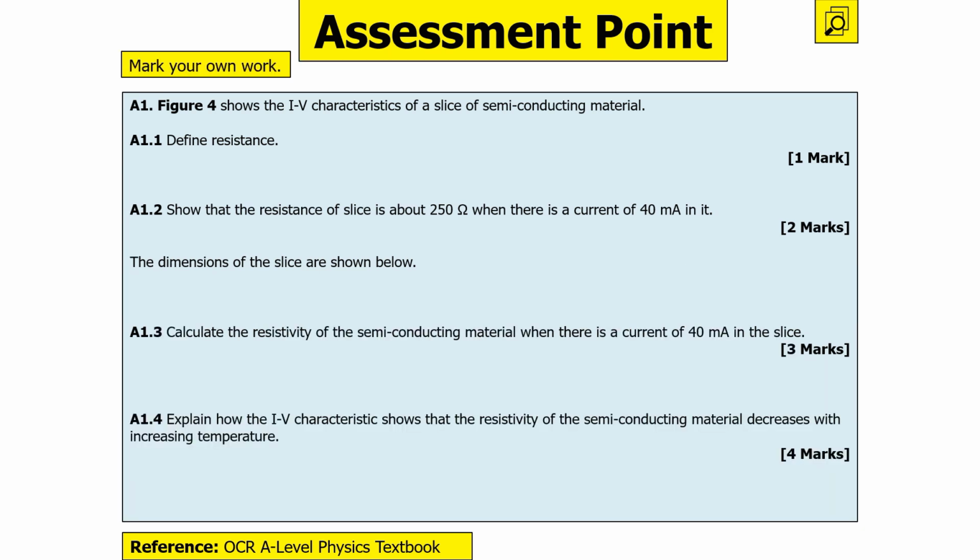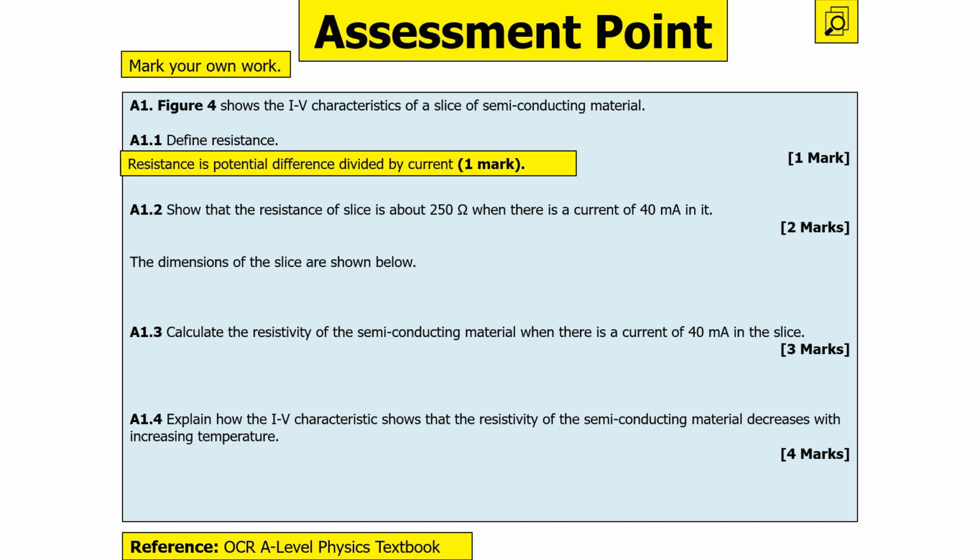Right, so defining resistance. Look at the equation to help define it. We can say that resistance is equal to the potential difference divided by the current. Now this next one, how do we show that the resistance is 250 ohms? Well, R equals V over I. Pop in all the values. Remember, 40 milliamps turns into amps, so therefore R equals 250 ohms.